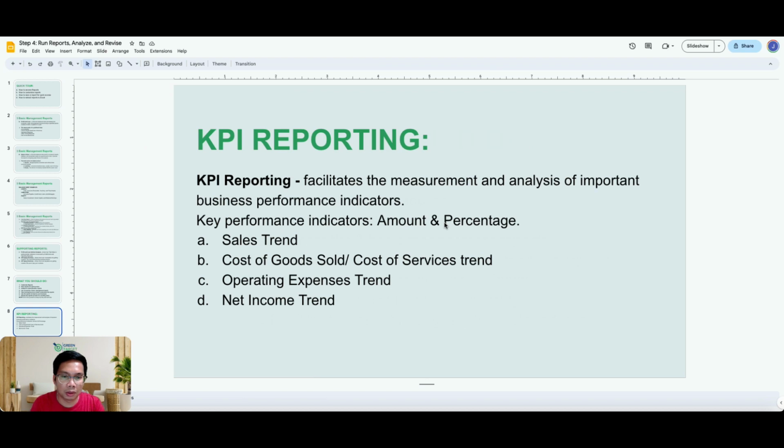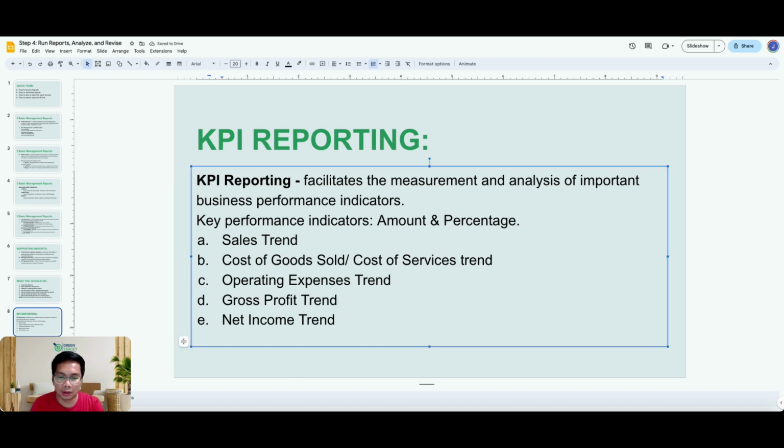And now for the last part, we will be discussing KPI reporting. So what is KPI reporting? KPI reporting facilitates the measurement and analysis of important business performance indicators. Some of the key performance indicators in amounts and percentages are sales trend, cost of goods sold or cost of services trend, operating expenses trend, gross profit trend, and net income trend. You can create other trends that you like or you need.